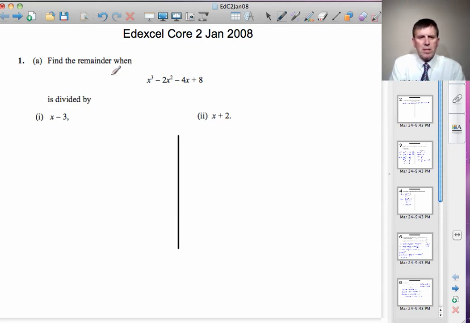I'm going to begin by saying let f(x) equal this expression, x cubed minus 2x squared minus 4x plus 8. And the remainder theorem says if we divide by x minus 3, then the remainder will be given by simply f of 3, the value of x that would make that expression 0. So I just have to work out f(3).